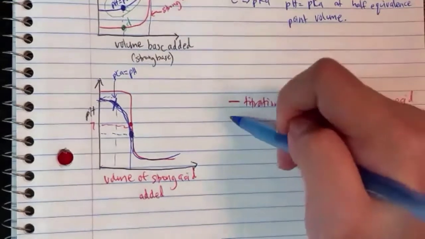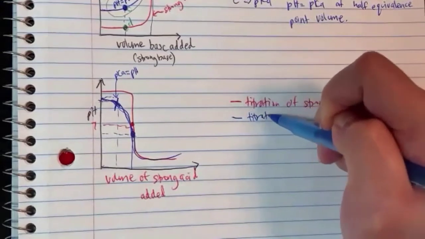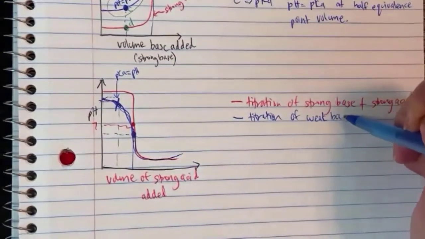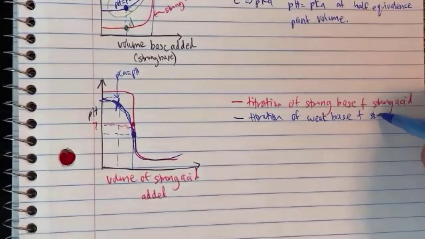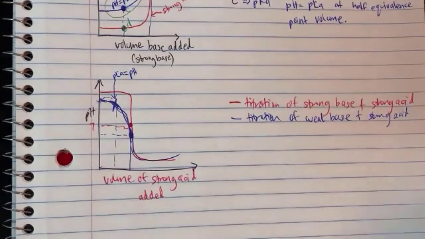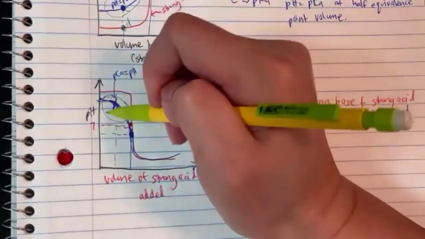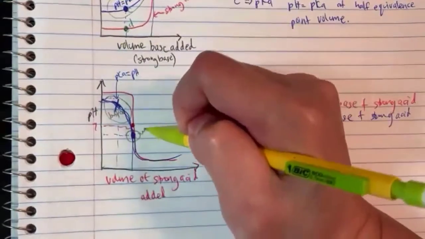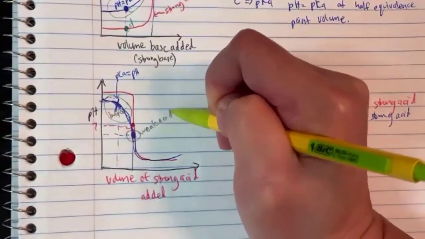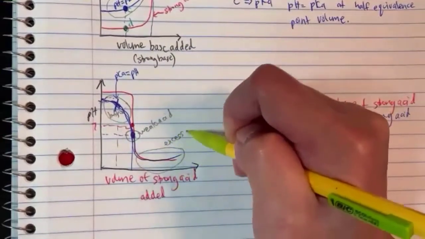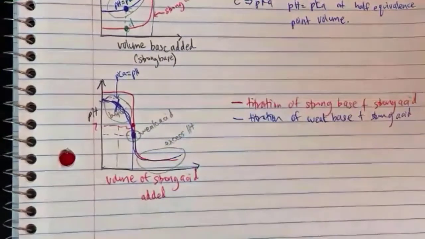So the blue line is the titration of weak base and strong acid. Now, again, this region here is the buffer region. This spot here is a weak acid calculation. This spot here will be an excess H plus calculation, like a strong acid, strong base.